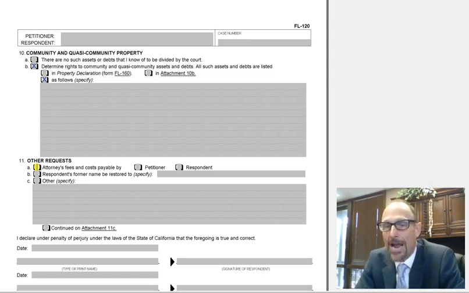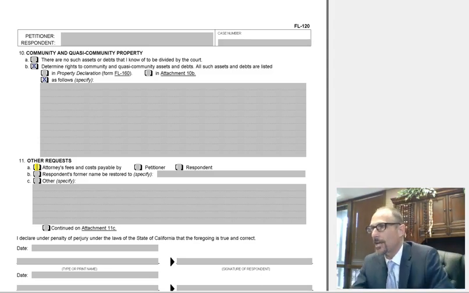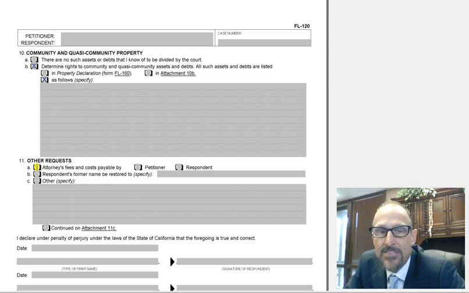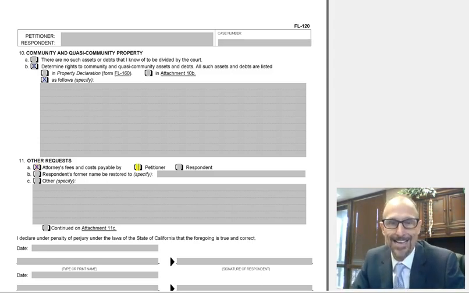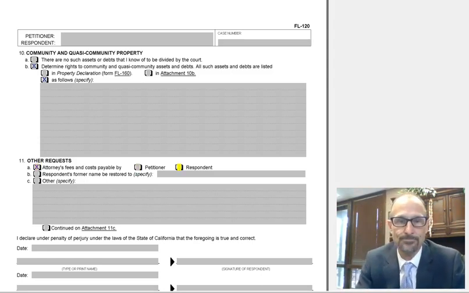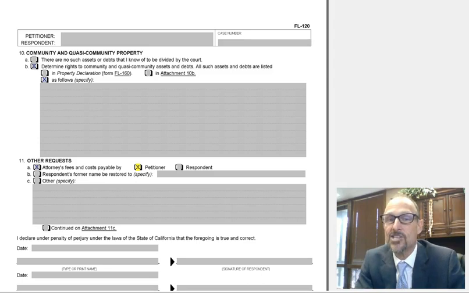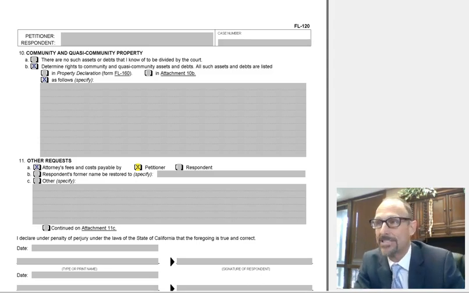for the right to get the other party, well, in this case, we can just name it. If you want the petitioner later to pay for your attorney's fees, then you're going to want to mark A and petitioner, so that the sentence would read attorney's fees and costs payable by petitioner.